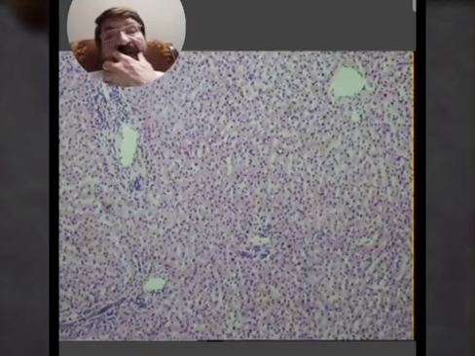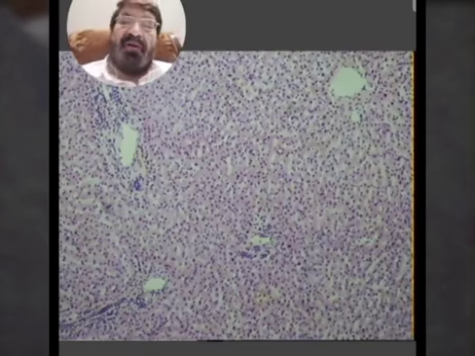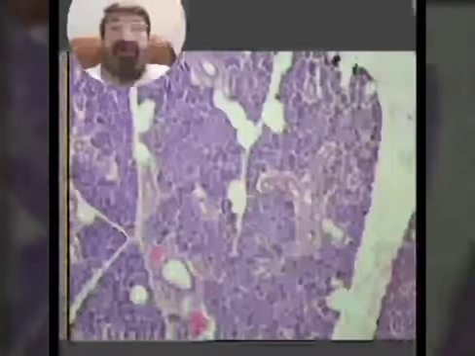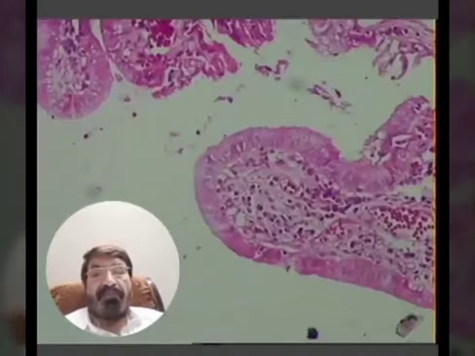Again, this is the actual picture. Look at this, and you can see the portal triads also at the six different corners of this hexagonal or pentagonal hepatic lobule. You will find the portal triads, portal areas where there is a branch of the bile duct, the hepatic artery, and the portal vein being seen.